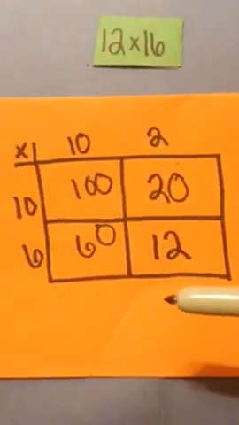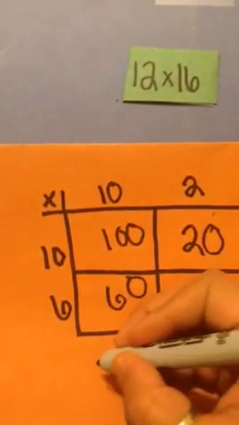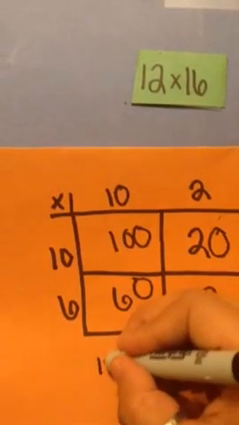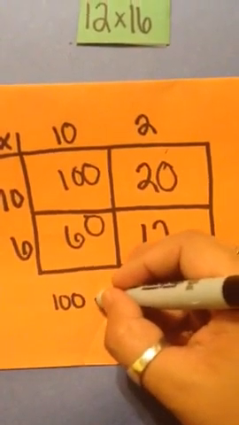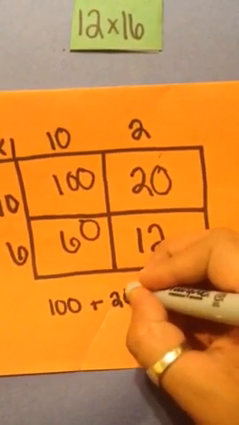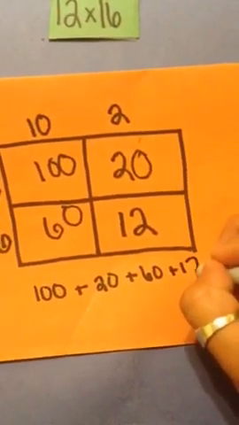So then now, once they've shown you all of this, you're going to ask them how did they get their answer from these numbers here. So they'll have to write them down somewhere. You have to show them that they have to write it horizontally first, and then you'll do the plus 20 plus 60 plus 12.